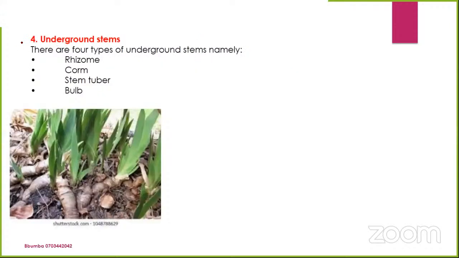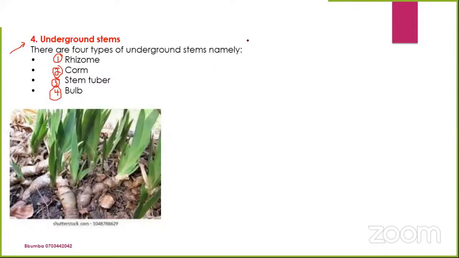Okay. And now, underground stems. We can also look at underground stems as another category. So these are 4 types of underground stems, namely, we shall look at 1, the rhizome, 2, the corm, 3, the stem tuber, and then 4, the bulb. Now, all these things, as you see them, most of them are highly examinable in the practical part.